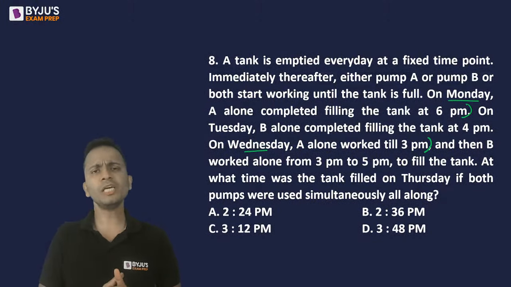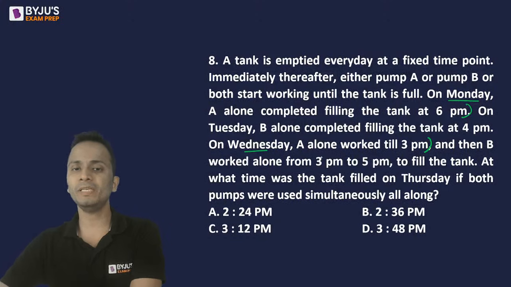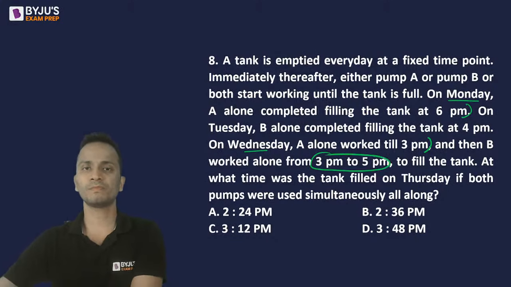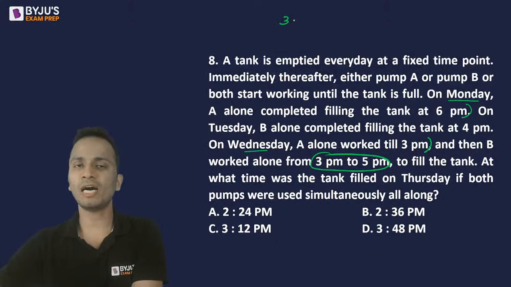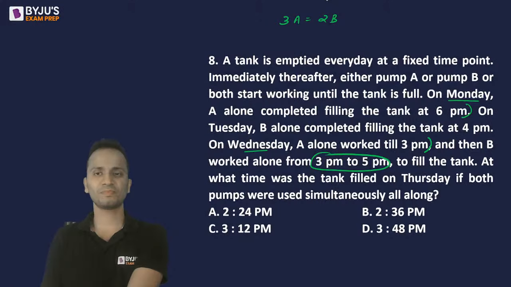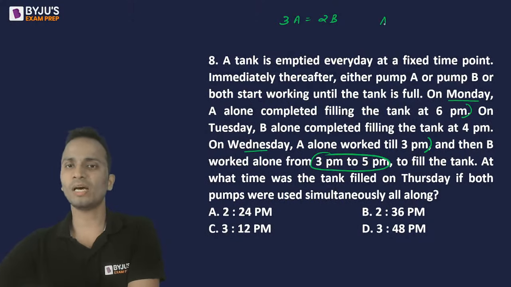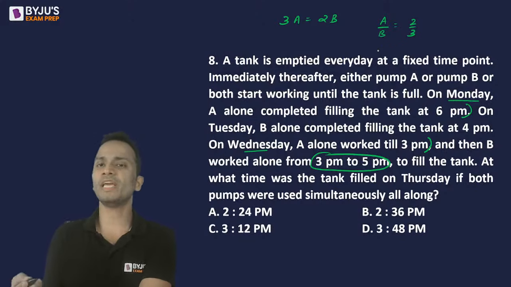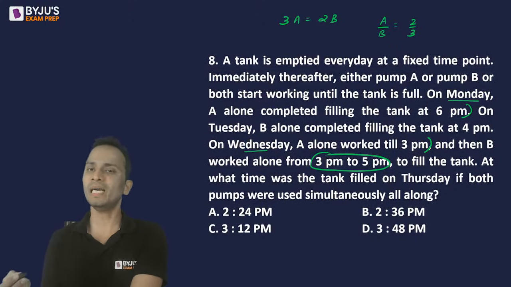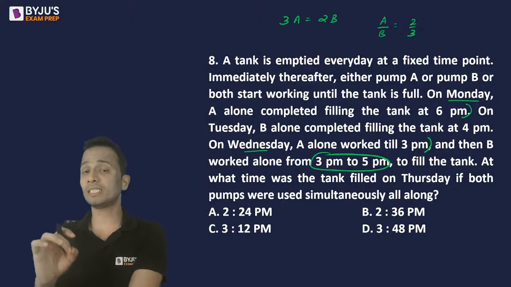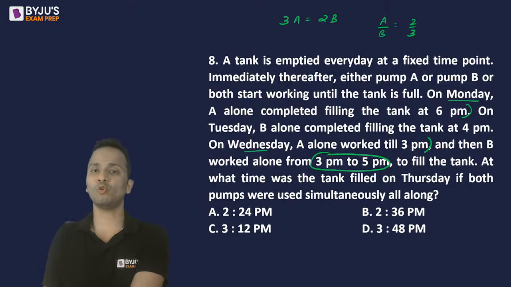So this 3 hours work of A is now done by B in only 2 hours. So I can make a relation: 3 hours work of A is equal to 2 hour work of B. Simple. So 1 hour work of A and 1 hour work of B can be taken in the ratio 2:3, or you can assume 1 hour work of A as 2 units and 1 hour work of B as 3 units. Done. Now from here you can find out the time at which the pipes were opened.